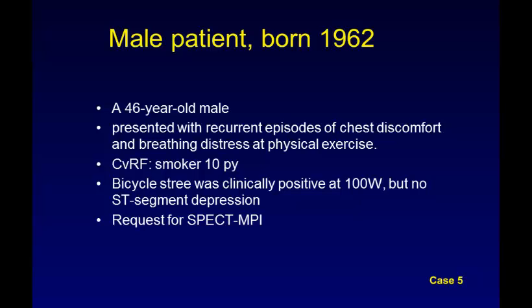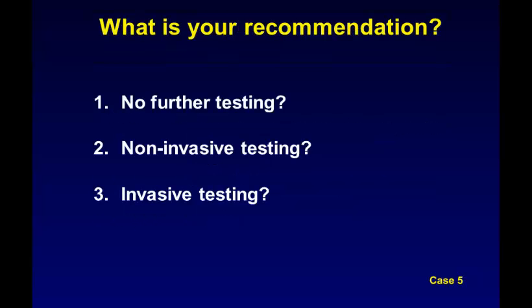Male patient, born 1962. He presented with recurrent episodes of chest discomfort and breathing distress at physical exercise. Has been a little bit of a smoker, and the bicycle stress was clinically positive at 100 watts, which is quite low, but no ST segment depression. And here he comes for a SPECT MPI. What is your recommendation with this history? Would you do any of the tests, or would you do non-invasive testing or invasive testing?